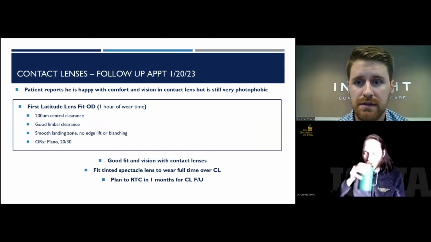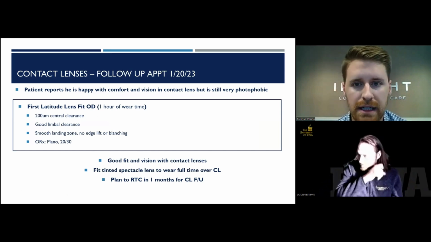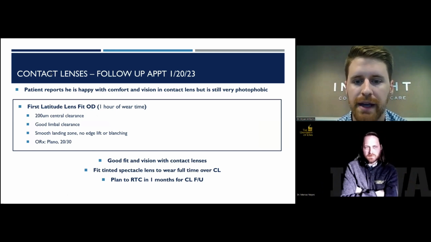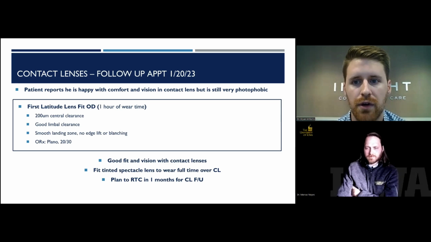This is when he was still very photophobic. So by this point, we were close to getting his glasses fit for him. So he was picking up the glasses at this time as well. And in office, he was very happy with the result in terms of a photophobia standpoint.